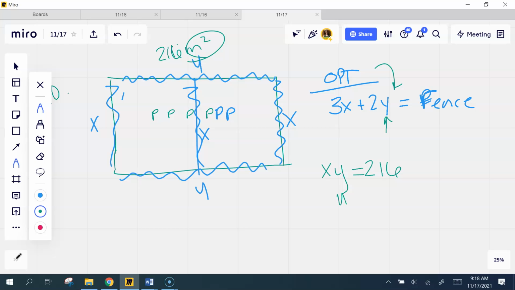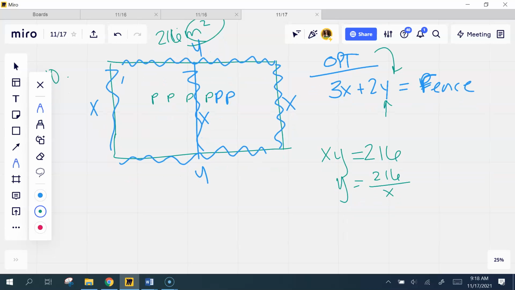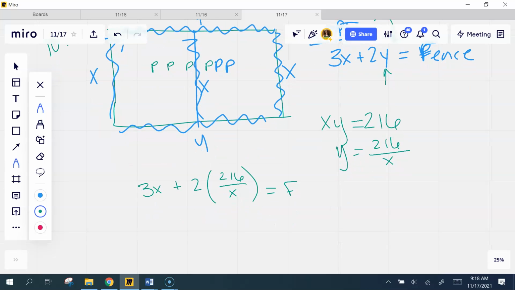Okay, so I'm going to solve this for y and say y is the same thing as 216 over x. Do we agree or disagree? Go back to the equation that we are optimizing, the equation that we are looking for the minimum value of, because I want to spend the least amount of money I can on fencing. So I have 3x plus 2 times 216 over x. This is my amount of fencing, so I will call it f. 3x plus 432 over x.